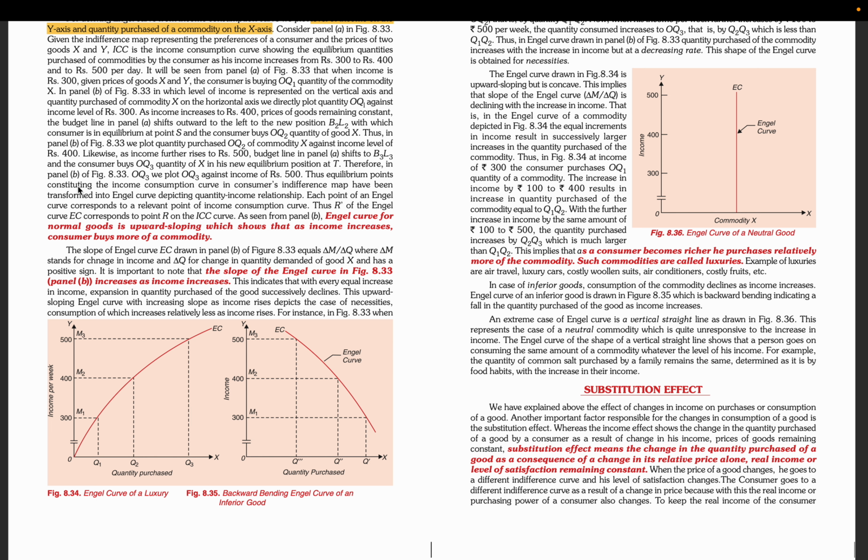These equilibrium points contributing to the income consumption curve in the consumer's indifference map have been transformed into the Engel curve depicting the quantity-income relationship. Each point of an Engel curve corresponds to the relevant point of the income consumption curve. Thus, point R dash of the Engel curve EC corresponds to point R on the ICC curve. The Engel curve for normal goods is upward sloping, which shows that as income increases, consumers buy more of a commodity.